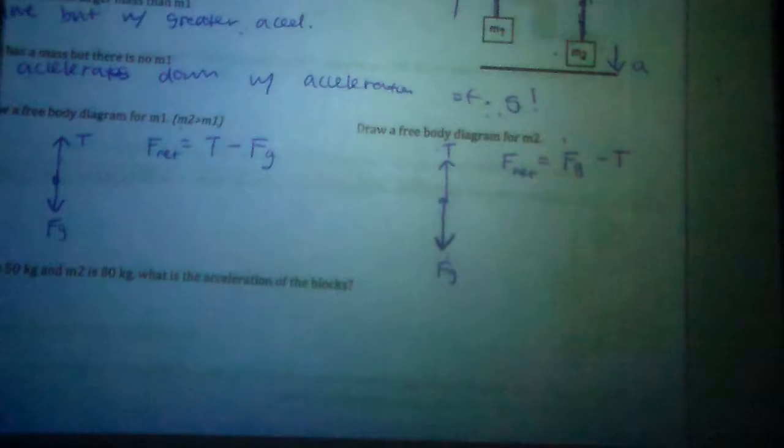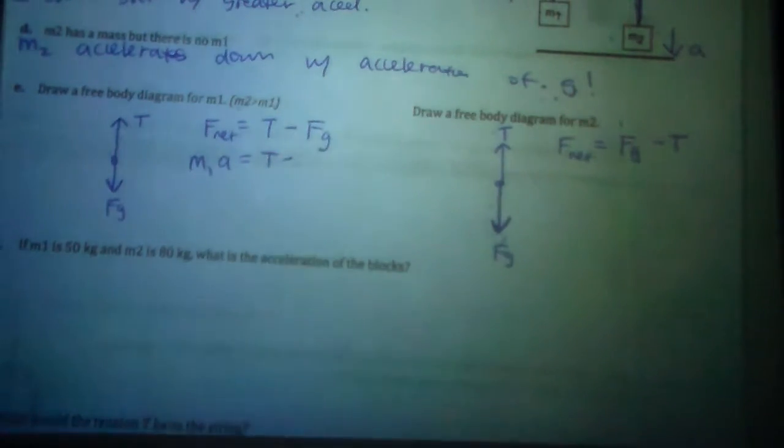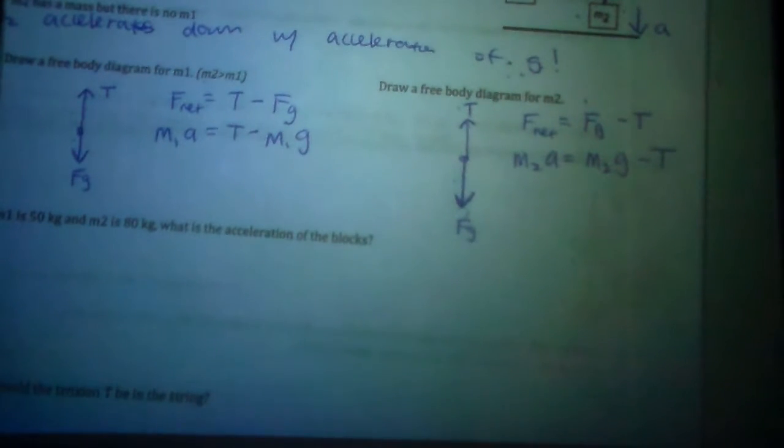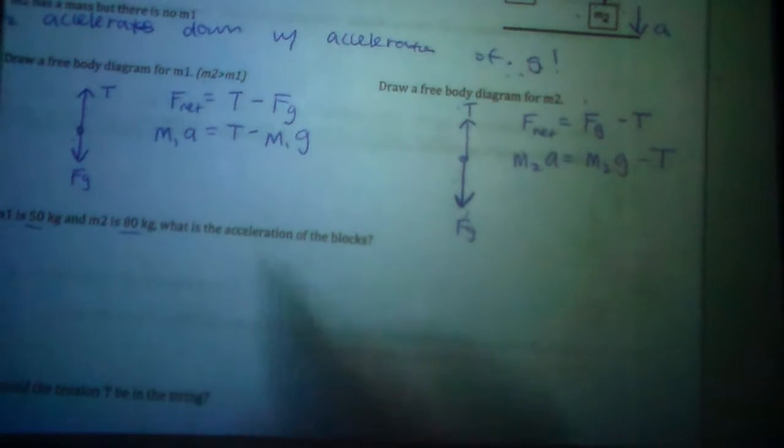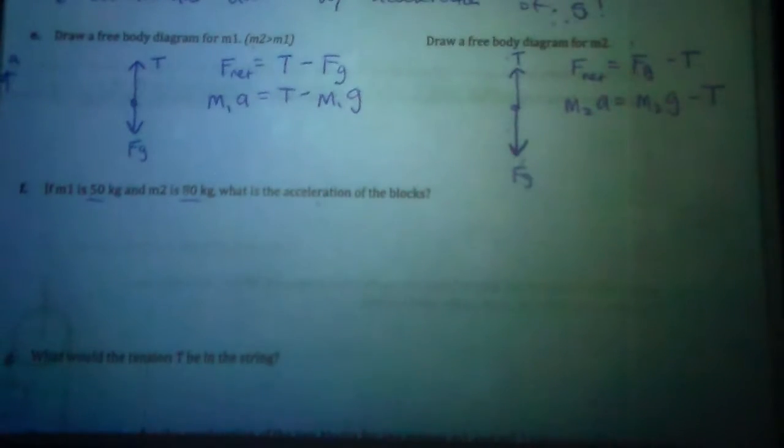Now, we already know how to replace Fnet. Fnet is just ma, so in this case, that would be M1a. We also know how to replace force of gravity. That's mass times acceleration, again mass of M1. This one, same thing. And then now for part F, you are actually plugging in. You've got the two masses, solve for the acceleration. So pause. Everyone should be getting a number for acceleration.